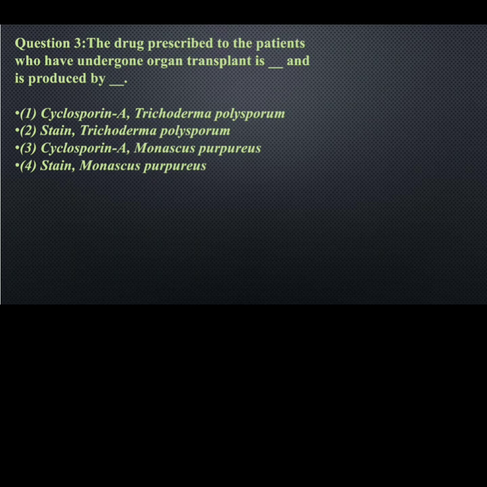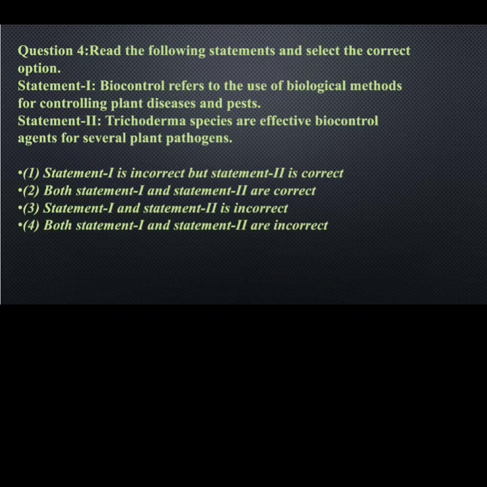Whereas stain is not a recognized drug for organ transplants, while Trichoderma polysporum produces cyclosporin A. So this is also incorrect. Third one, Monascus, is used to produce red yeast rice and food colors. So that is also incorrect. Fourth one again is incorrect. So the correct answer is cyclosporin A, Trichoderma polysporum.